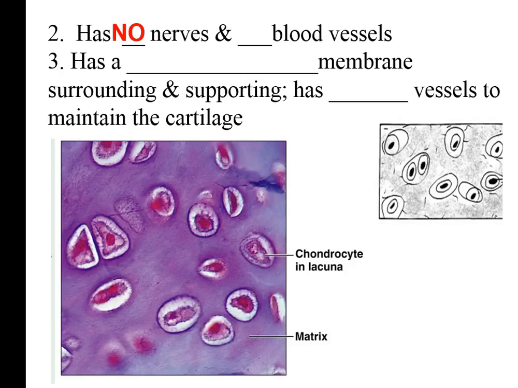Cartilage has no nerves and no blood vessels, so you might be asking yourself, well, how do these cells get their oxygen and nutrients and get rid of waste particles if they have no direct blood vessels or nerve supply? Well, it all has to do with a membrane that surrounds the cartilage called the perichondrium. Think about the prefix peri, like perimeter, it's around.